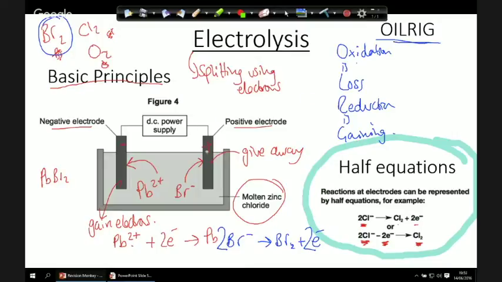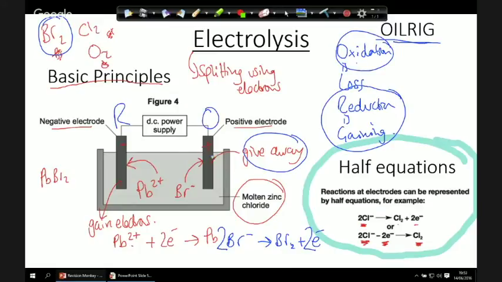So we just need to look here and see whether oxidation is happening at this electrode or whether reduction is happening at this electrode. So we said here the lead ions are gaining electrons, so reduction is happening over here. And on this one we say that the bromide ions are giving away electrons, so oxidation is happening over here. So if you remember that oil rig and write it down, oxidation is losing electrons, reduction is gaining electrons. That will help you remember where oxidation and reduction are happening.